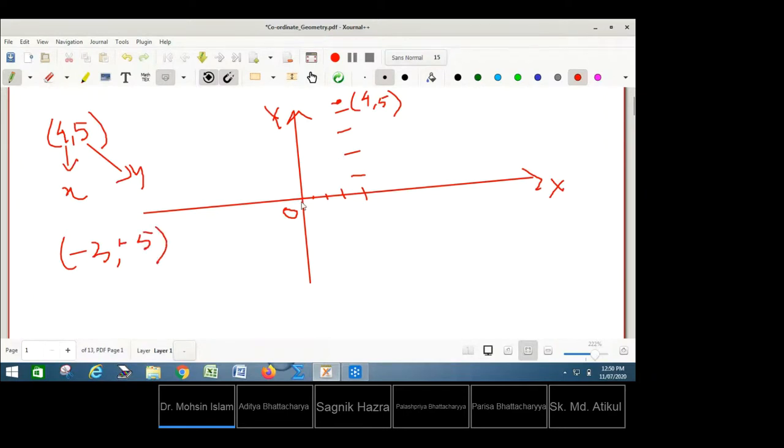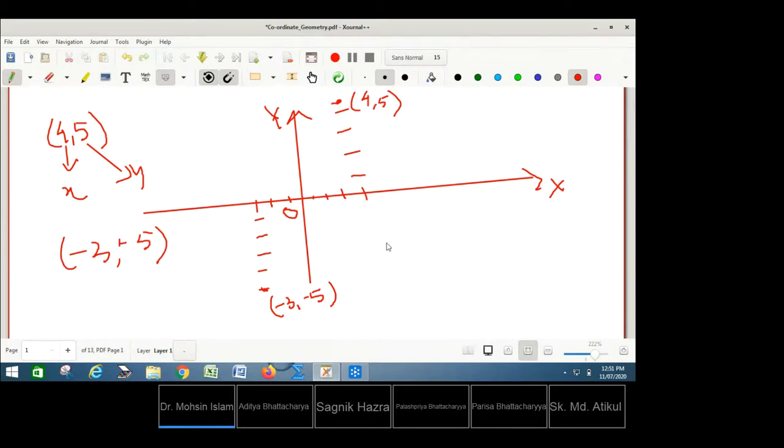So how will you show? You will go to the negative side, minus 1, minus 2, minus 3, and your y coordinate, that is the ordinate, is minus 5. So 1, 2, 3, 4, 5. So this is your minus 3 comma minus 5. Okay, clear? So this is how you will draw the points on the coordinate axis.